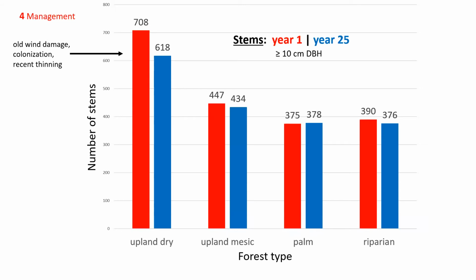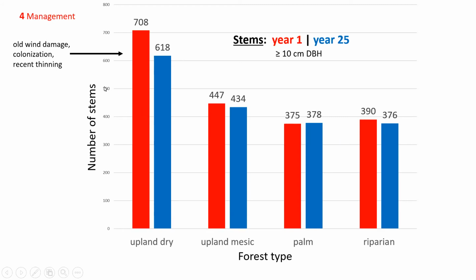And here's some of the data that we have. Here we see what happened in terms of the numbers of stems greater than 10 centimeters in diameter in each of these transects. On the horizontal line you have the forest types: upland dry, upland mesic, palm, and riparian. And then on this axis, you have the number of stems. Now, for most of them, there's not much change. Upland mesic went down 13 fewer trees after 25 years. Palm forest went up 3. Riparian went down 14. That's not much.